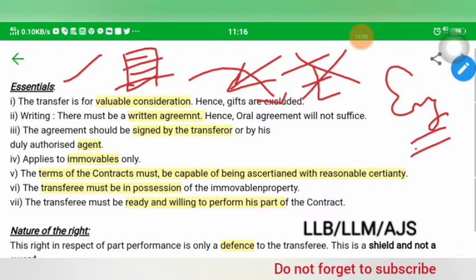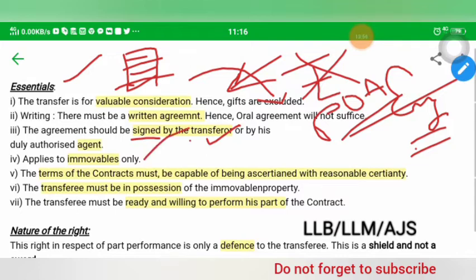Three, the agreement should be signed by the transferor. Of course, the transferor's signature is necessary, and if the transferor does not sign, then his duly authorized agent, as we have already heard about power of attorney, something like this, authorization. Four, it applies to immovable property only, not movable, because the Transfer of Property Act as a whole mainly deals with transfer of immovable property, except in a few other cases. For transfer of movable property, we already have the Sale of Goods Act.